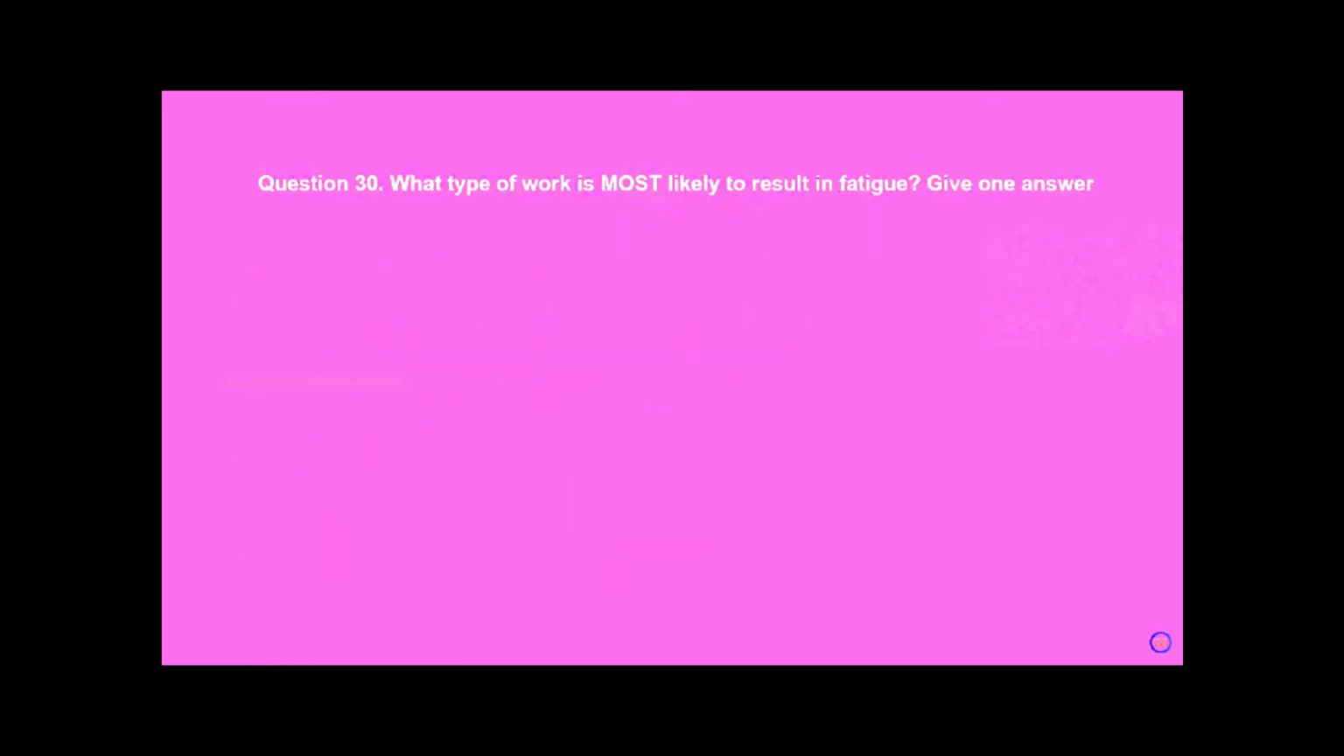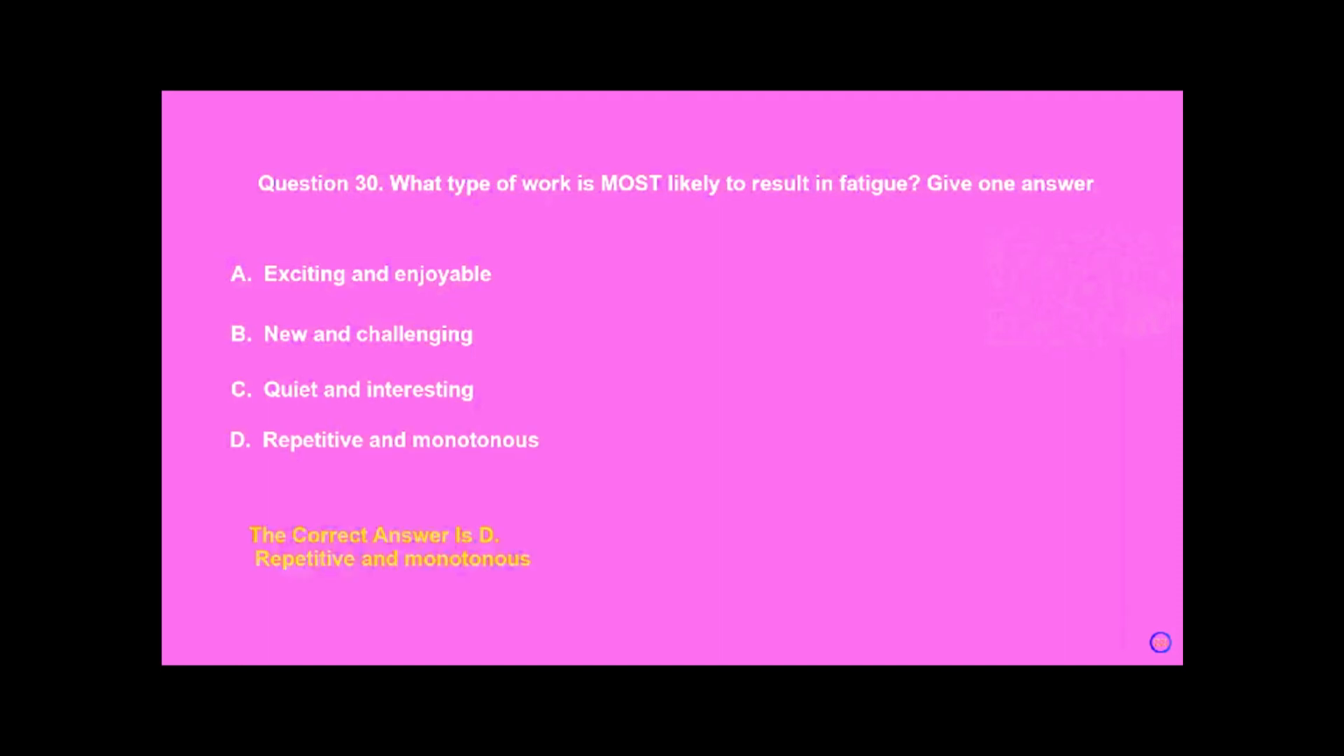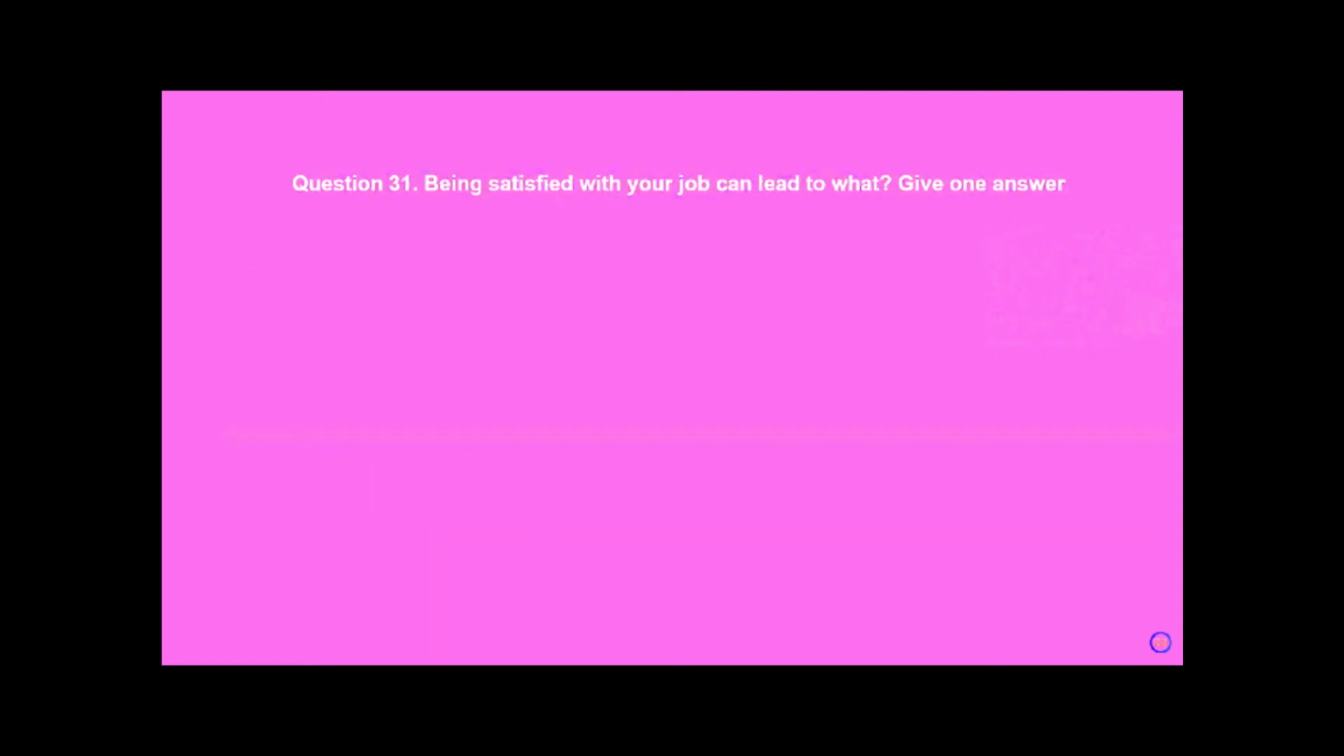Question 30. What type of work is most likely to result in fatigue? Give one answer. A. Exciting and enjoyable. B. New and challenging. C. Quiet and interesting. D. Repetitive and monotonous. The correct answer is D. Repetitive and monotonous.